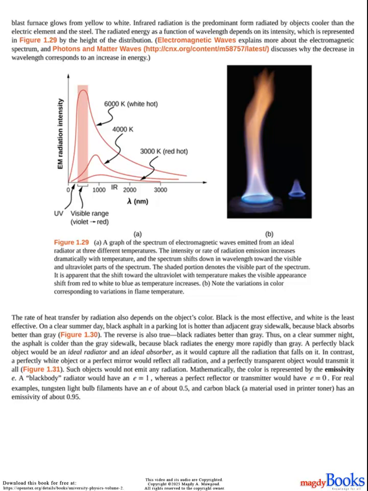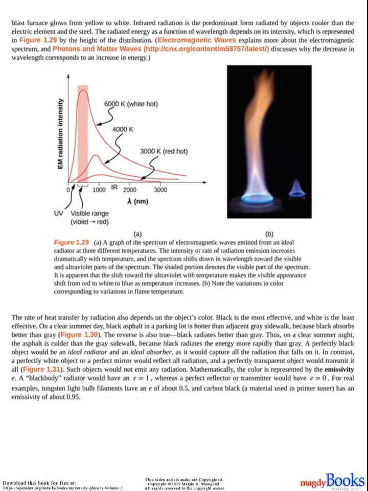The intensity or rate of radiation emission increases dramatically with temperature, and the spectrum shifts down in wavelength toward the visible and ultraviolet parts of the spectrum. The shaded portion denotes the visible part of the spectrum. It is apparent that the shift toward the ultraviolet with temperature makes the visible appearance shift from red to white to blue as temperature increases. Note the variations in color corresponding to variations in flame temperature.